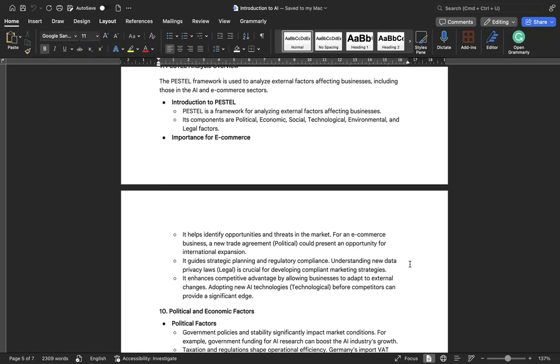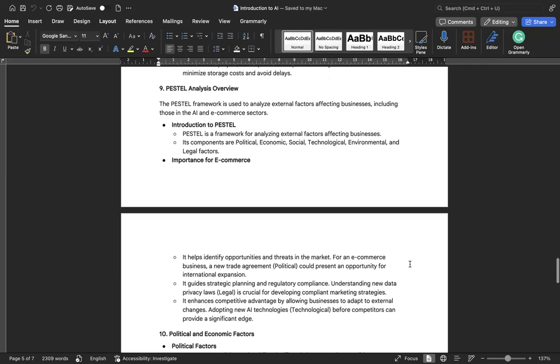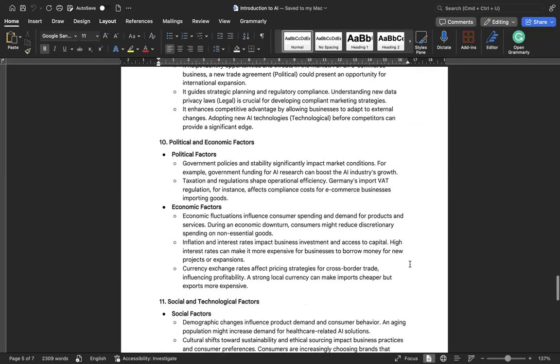And also, it enhances competitive advantage by allowing businesses to adapt to external changes. So if it's about adopting new AI technologies, then it comes under the technological factor, where adopting before competitors can provide a significant edge. Now, what do we have for the political and the economic factors?